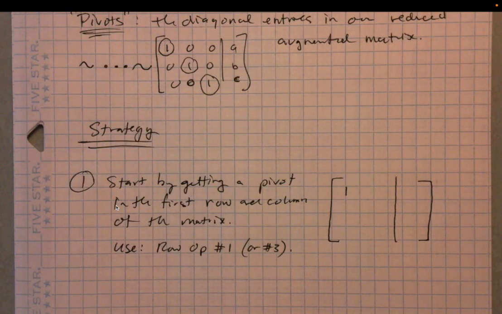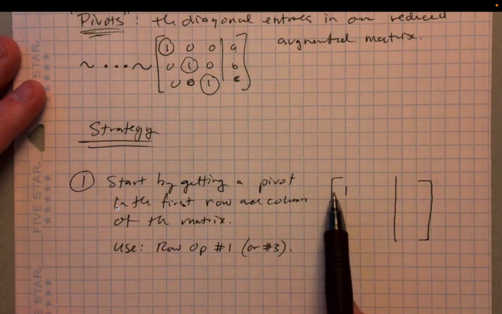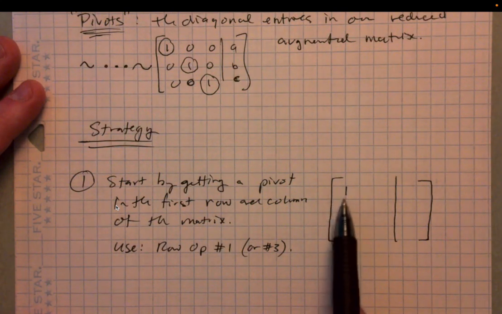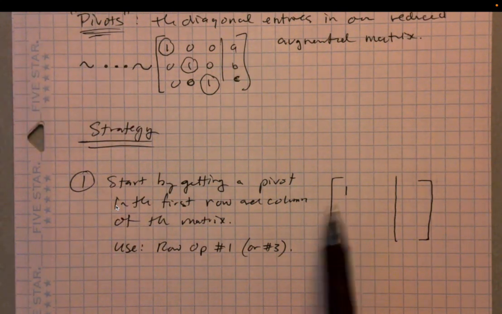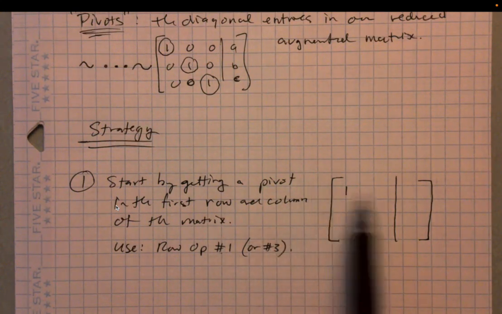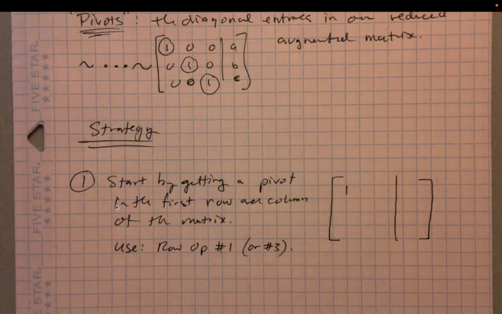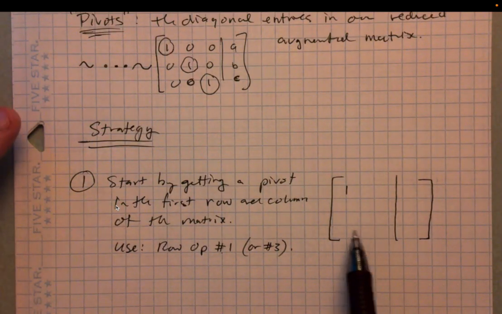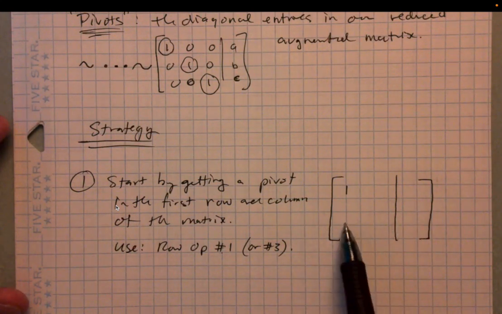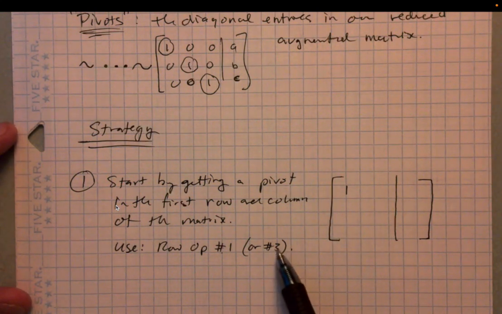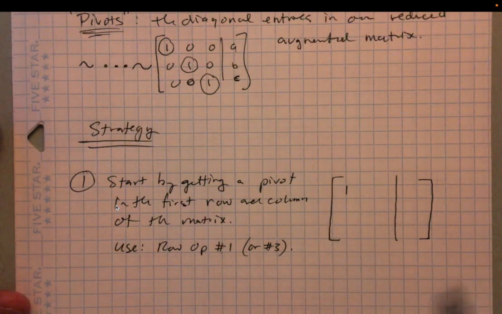And how would you do this? Let's say, for example, this first row, first column value was a 2. All you'd have to do is use row operation number 1, multiply the whole row by 1/2, and then 2 times 1/2 is 1. Or if you're lucky and one of the other rows in the matrix has a 1 as its first column entry, you can just switch the rows. That's row operation number 3. Put your 1 up here. So that's the opening move in this strategy.